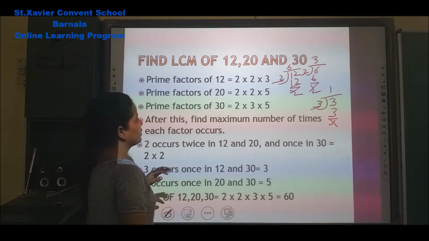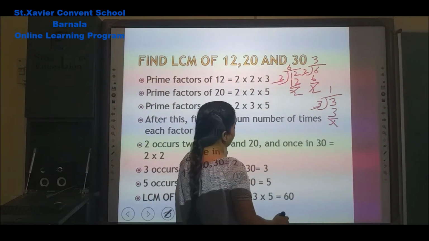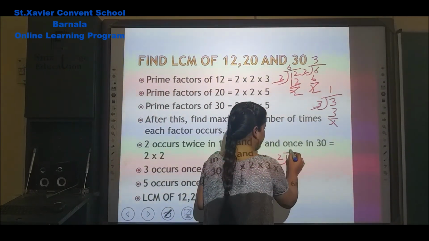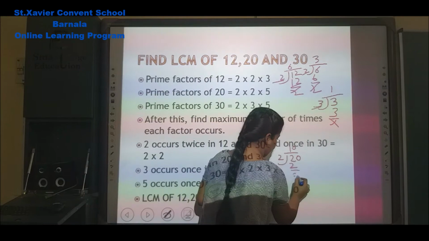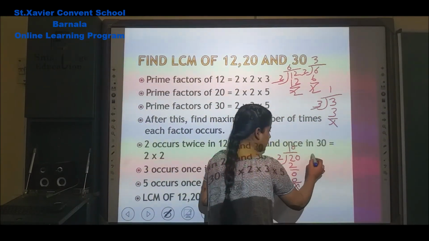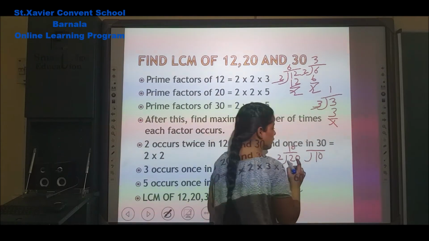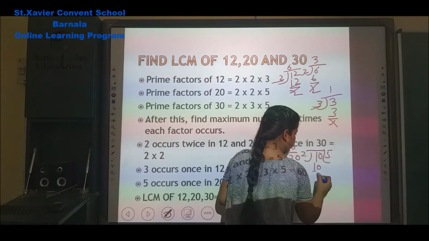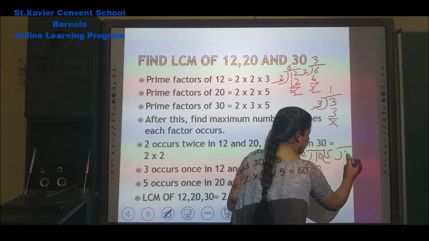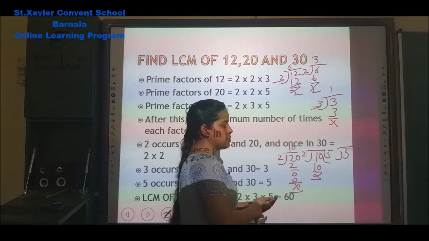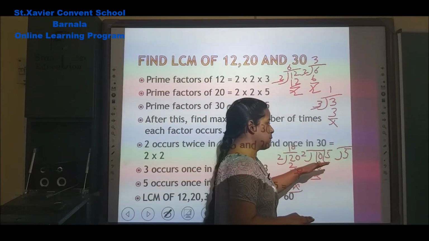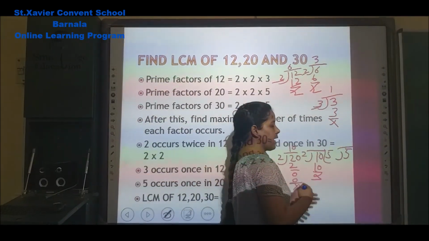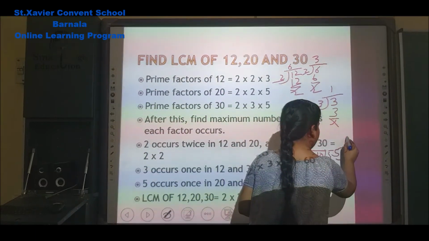Next we find the prime factors of 20. Divide 20 by 2. Then we get 10. Next we again divide 10 by the first prime number 2. Then we get 5. Then we divide 5 by the first prime number 2. 5 is not divisible by 2. Next prime number is 3. 5 is not divisible by 3. So the next prime number is 5. 5 is divisible by 5.